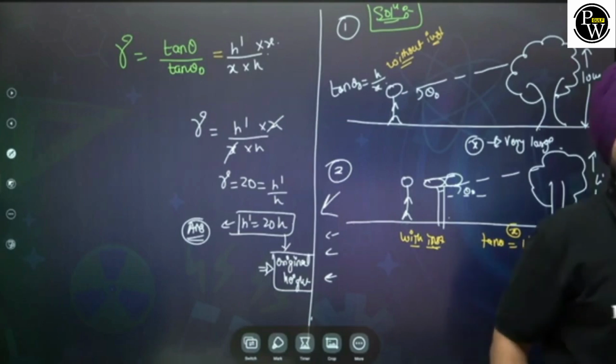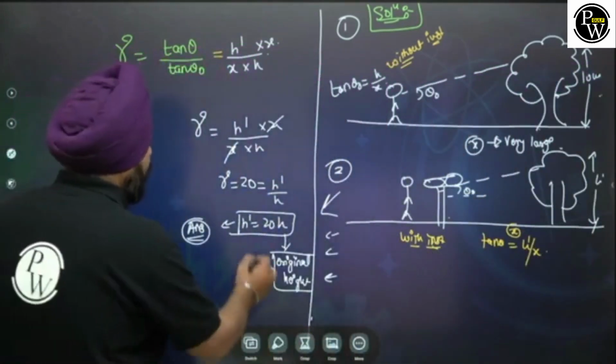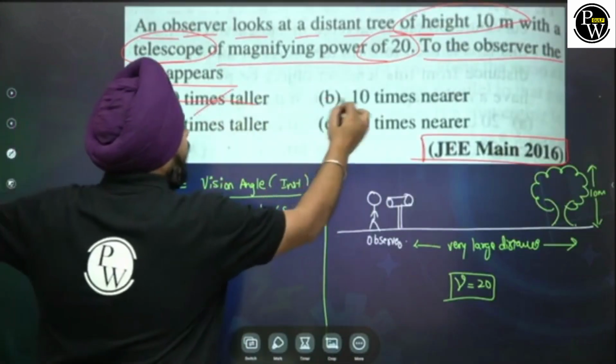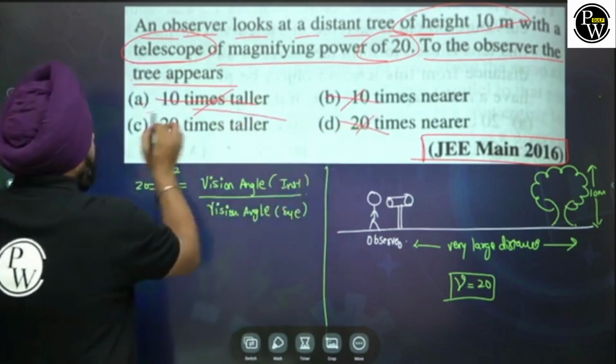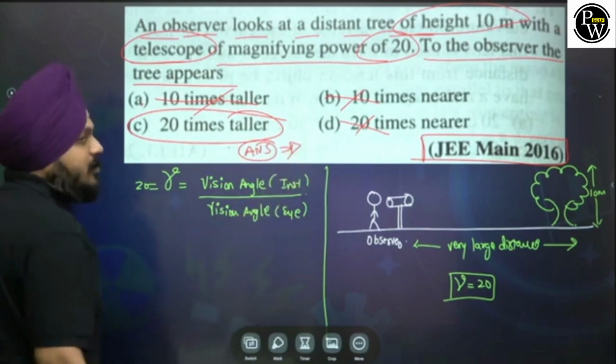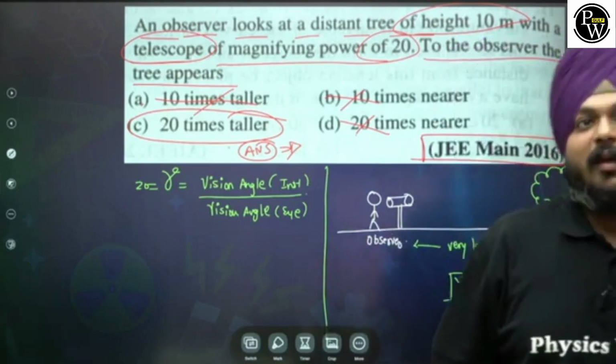The tree appears to be 20 times taller than its original height, right? So let's check it out. What option states that? 10 times taller, wrong. 10 times nearer, wrong. C is the perfect answer for this specific question. Okay, a very awesome question.